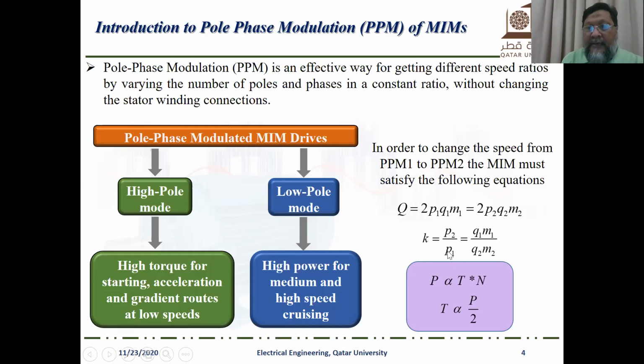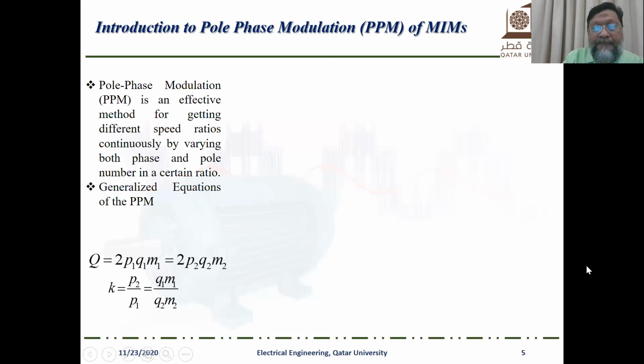So initially the machine is, say, running at a pole of P1 and with a number of phases M1. Then the operation changes to pole P2 with M2 phases. Power is proportional to the product of torque and speed, and torque is also proportional to P by 2. So pole phase modulation is an effective method for obtaining different speed ratios continuously by varying both phase and pole number in a certain ratio. The pole and phase are changed simultaneously. So the generalized equation is given here.